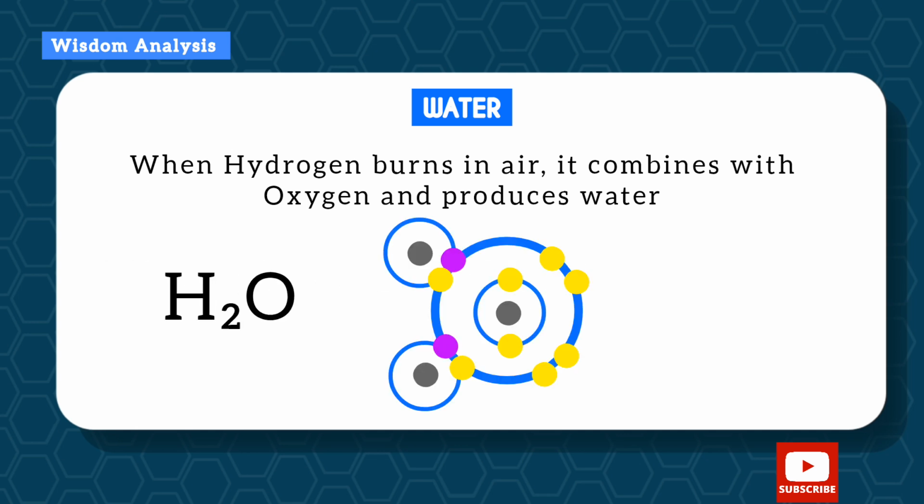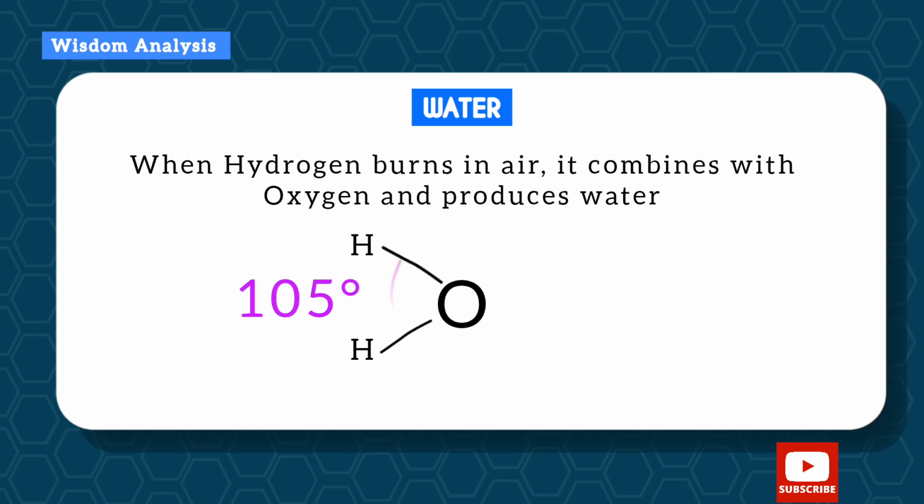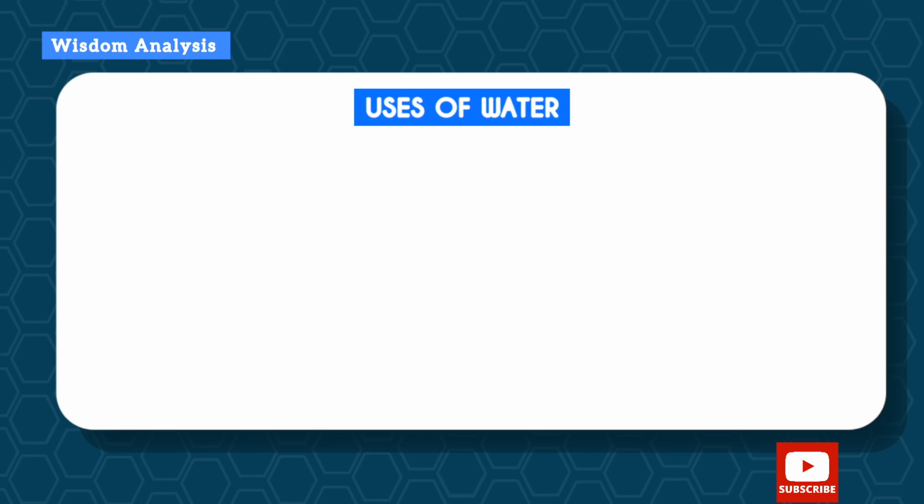Now this is the molecular structure of water. You can see the two hydrogen atoms bonding with the oxygen atom, and you can see that the bond is a covalent bond, okay, and there's a single bond each, and this angle between the bond is 105 degrees.